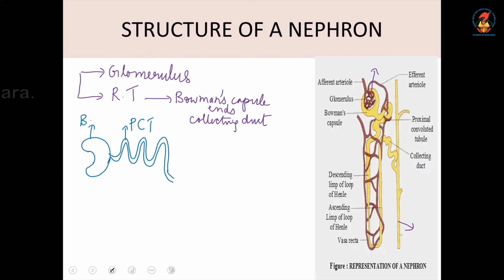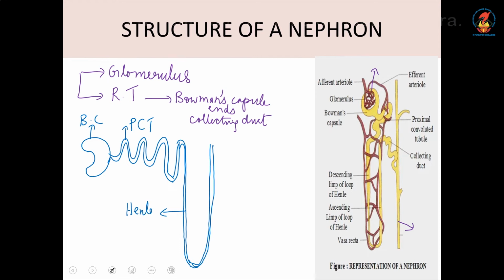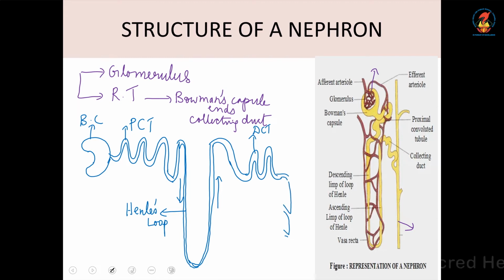This is the Bowman's capsule. Then this PCT leads to a hairpin loop. You know the pins used to tie the hair up, hairpin, a loop which resembles a hairpin. This is known as Henle's loop. And Henle's loop has two limbs, the descending limb and the ascending limb. Then again another highly convoluted structure, and this is at the distal end, so this is called DCT, distal convoluted tubule, and finally it opens into a straight tube called the collecting duct, which receives many nephrons.